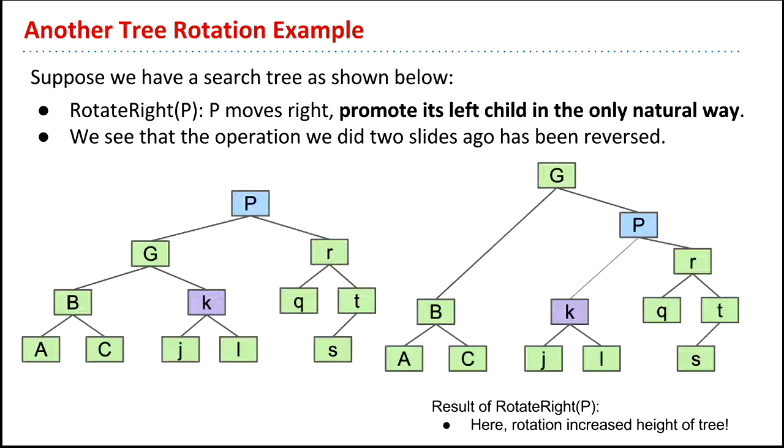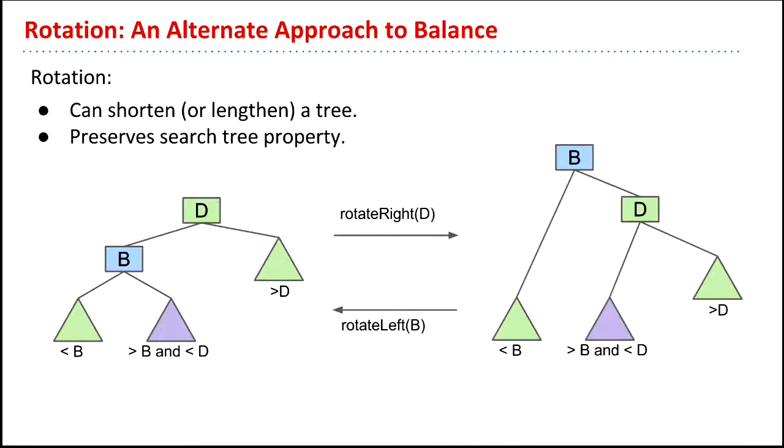So first of all, coincidentally, the rotation we just performed undid our first rotation. So we're right back where we started. Another important thing to note is that we actually bumped up the height of our tree by 1. So rotations don't always decrease the height of your tree. Sometimes they also increase the height of your tree. Okay? So 2 properties of rotations to keep in mind. They can shorten or lengthen your tree, and they preserve the search tree property of your tree.